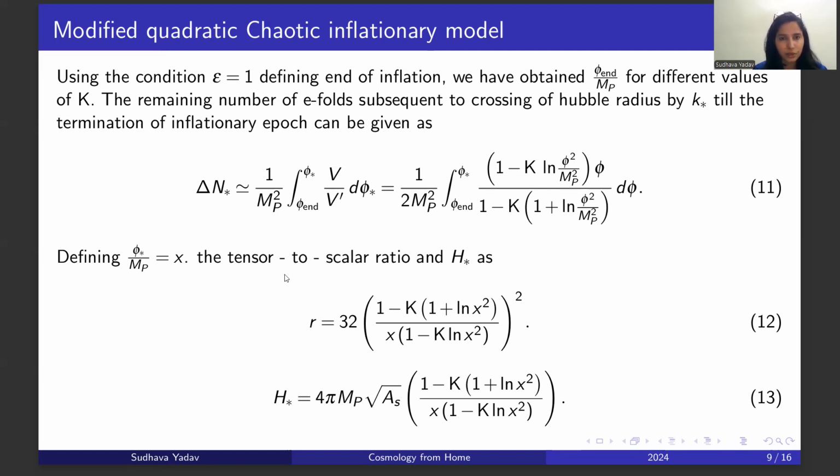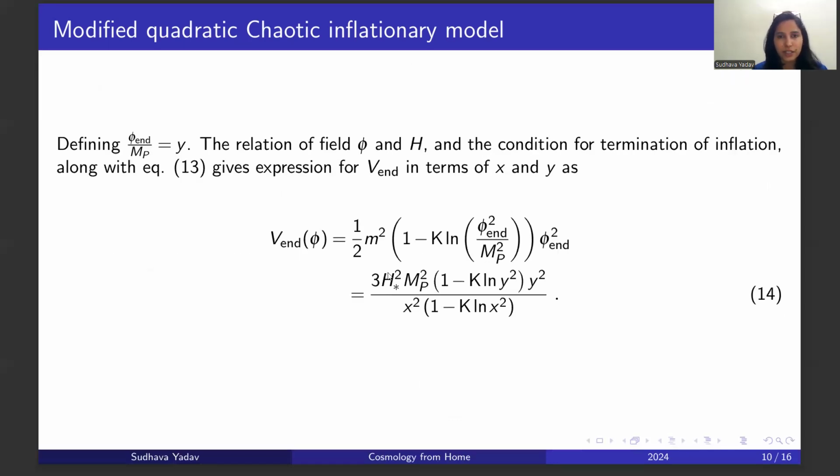After that, to make things a little easier, we have substituted phi star by N_p as x, so that the equations are neat and easy. Then the two more parameters, that is the tensor-to-scalar ratio and the Hubble parameter H star, are also written in terms of this inflaton field. Then one more parameter, the potential at the end of inflation, is also written in terms of the inflaton field at the end of inflation.